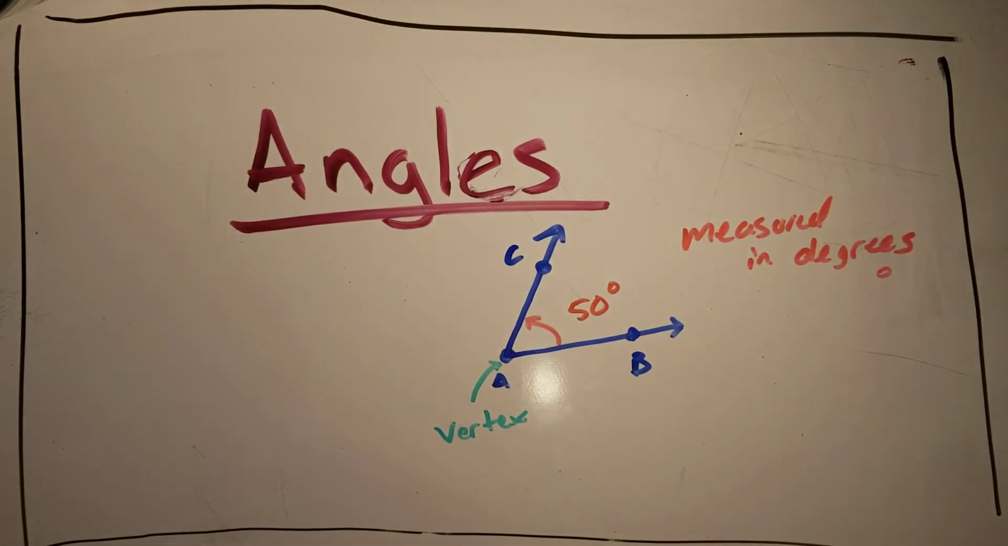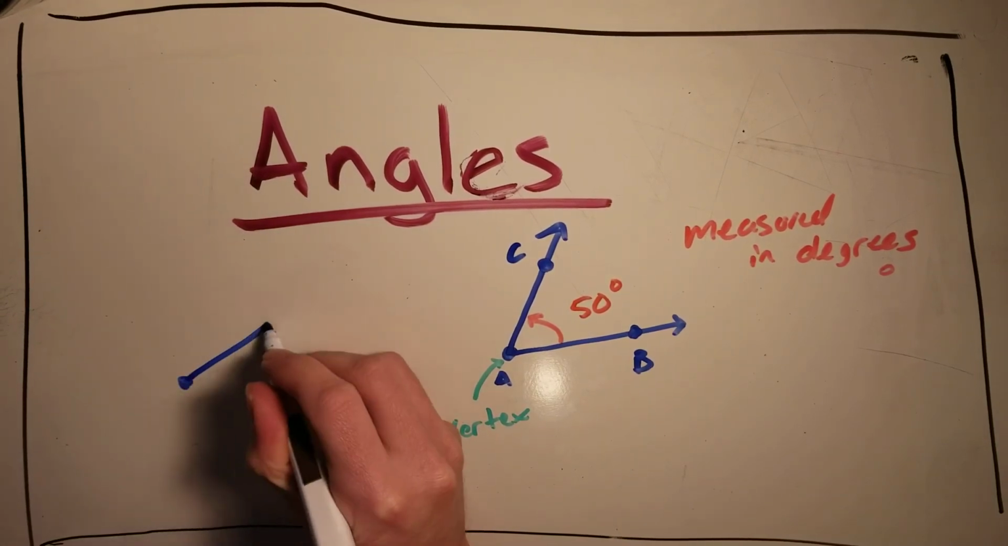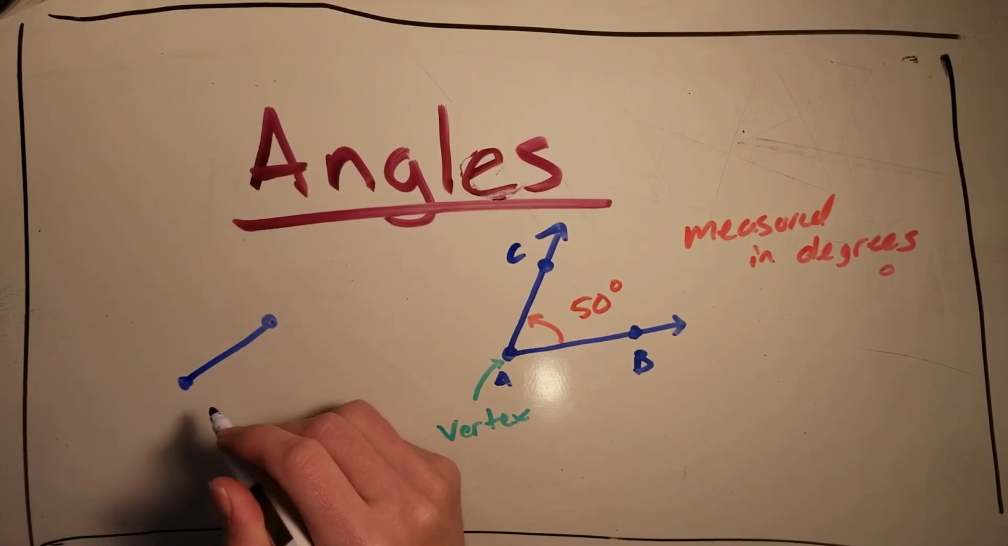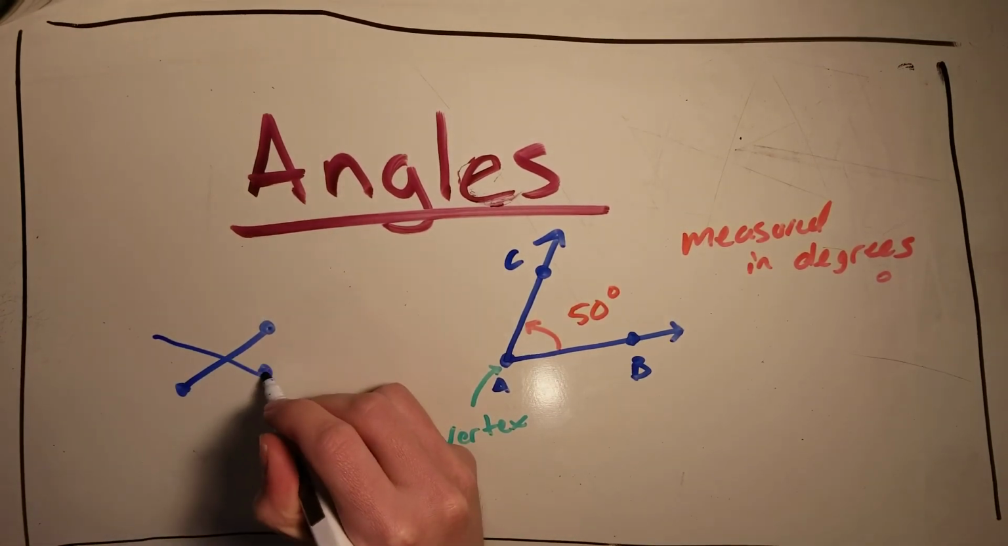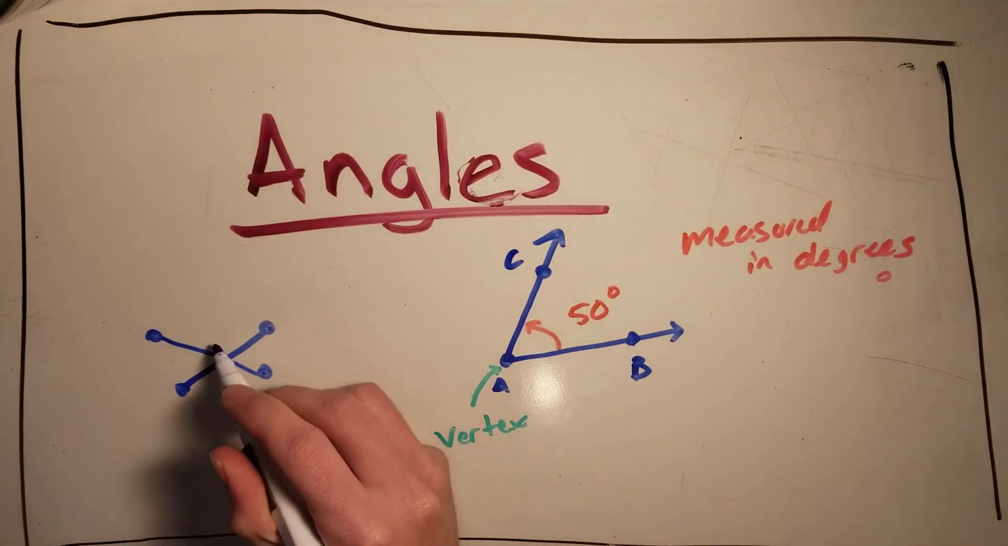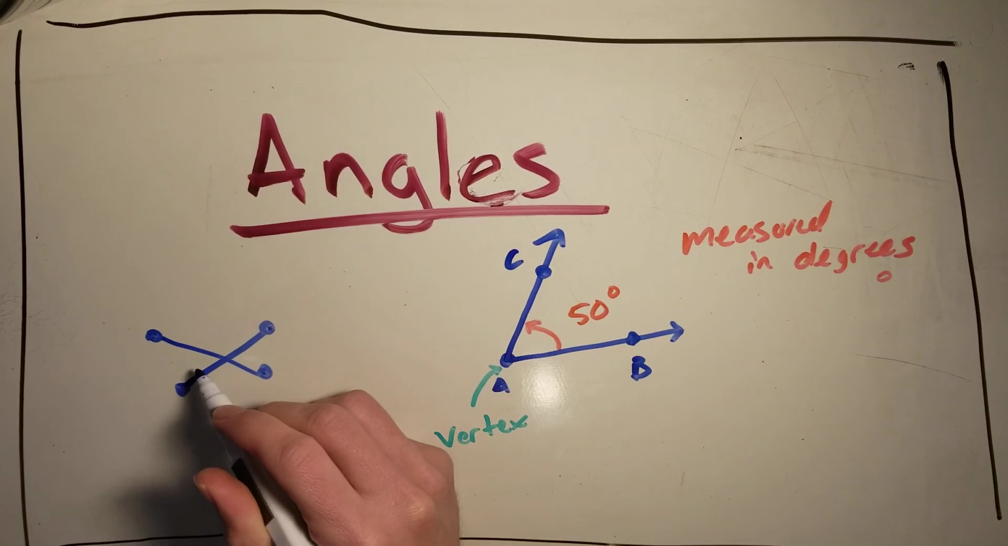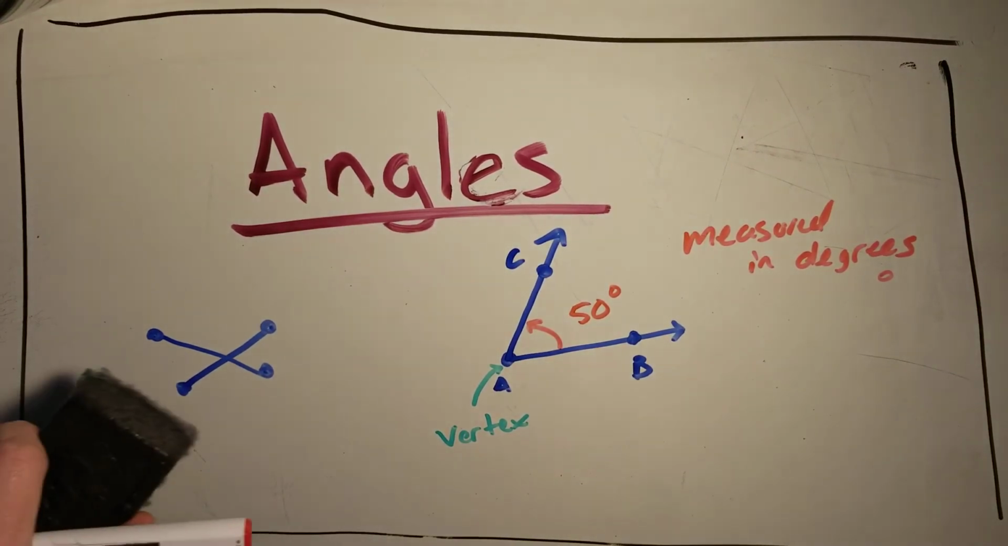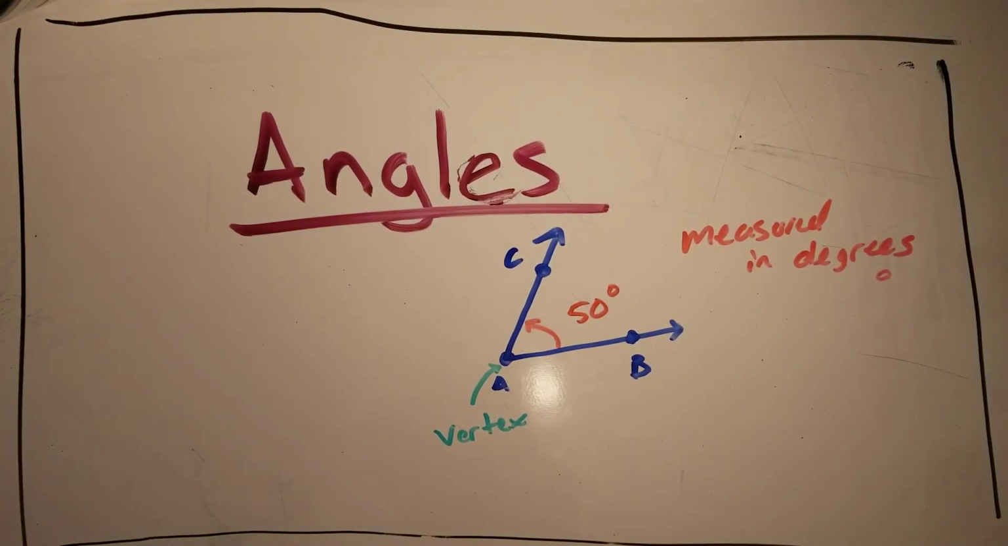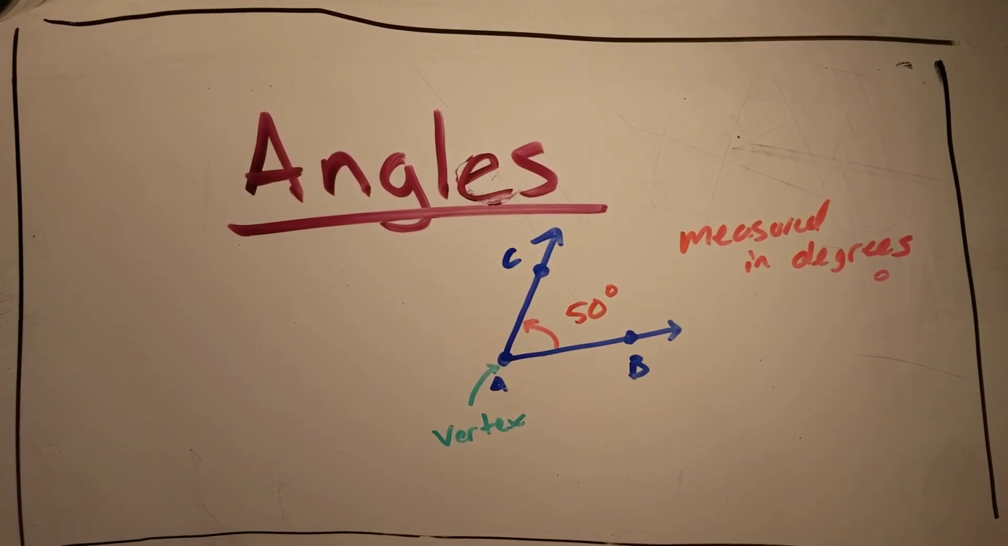You also could have segments that intersect or even share an endpoint. So you could have two segments, and let's say they intersect. It would be kind of like the two lines intersecting. There's going to be 4 angles there, and you're measuring that amount of turn. And you could have different combinations of rays and lines intersecting with each other. It's where they have that common point that you're going to have a vertex.